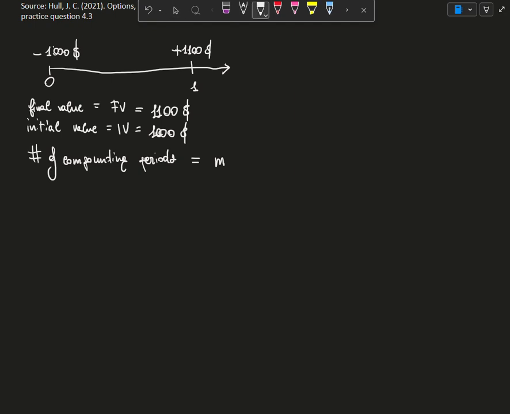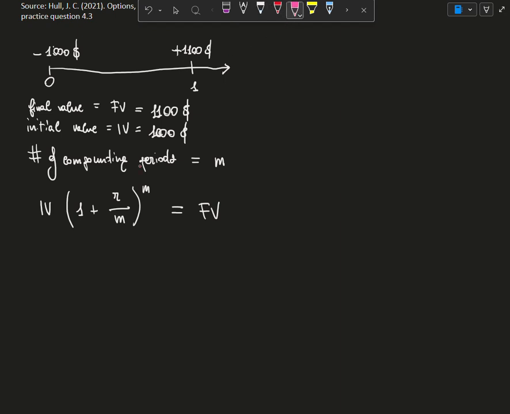And this makes it a slightly different animal, because our starting point is the discrete compounding formula. So we know that if we multiply the initial value by 1 plus the rate of return divided by the number of compounding periods, to the power of the number of compounding periods, that gives us the final value.